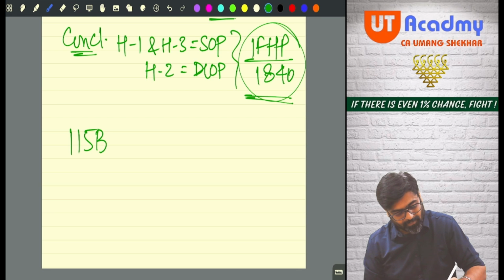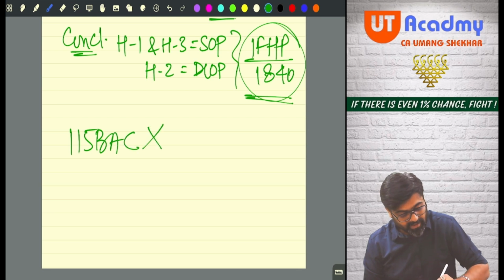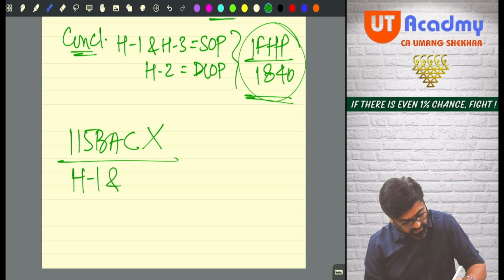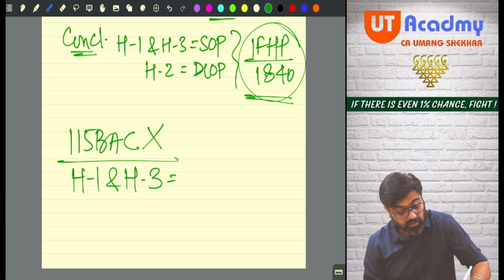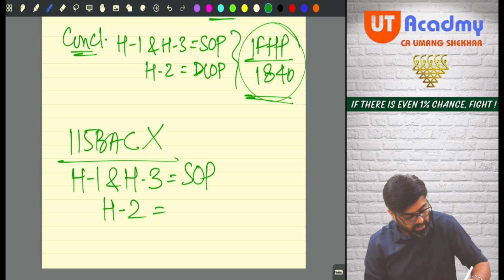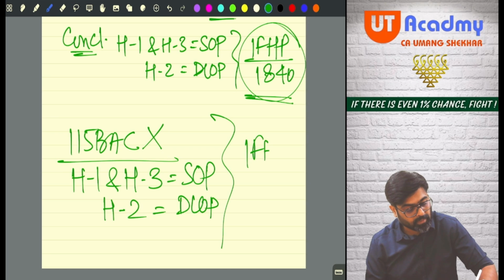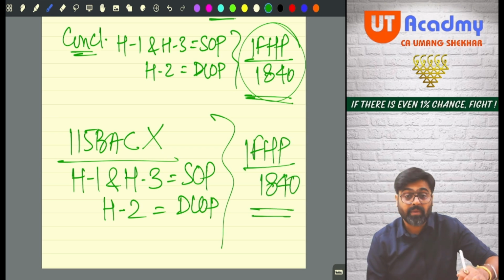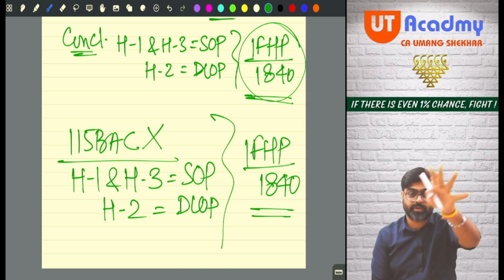Don't follow 115 BSE. Show house property 1 and house property 3 as SOP, and house property 2 as DLOP, so that your income from house property taxable for you is only 1840. This will be the ultimate final conclusion which you will give.